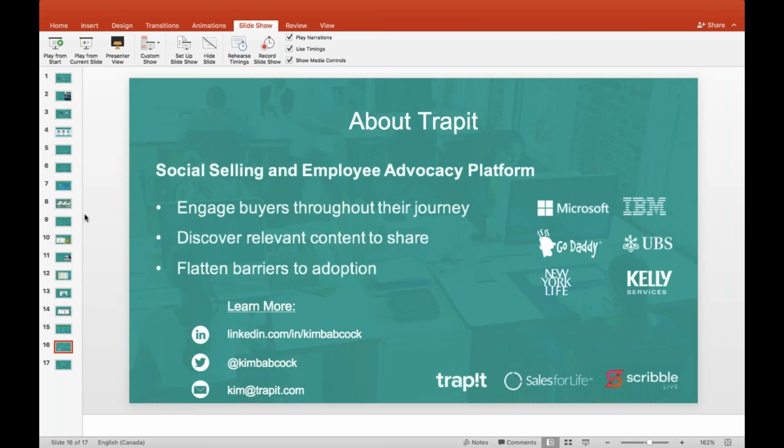We touched a little bit in assessing your readiness is looking at technology and tools as an enabler. We're huge believers at Trapit that it's about building a program. And Trapit is a tool that can enable that program. And really, it's a tool that can help you to engage buyers throughout their journey, by helping you discover relevant content. So Trapit includes the ability to discover and curate relevant content using our artificial intelligence and search capabilities to ensure that the team is enabled with the right content. And super easy to use, flattening barriers to adoption.